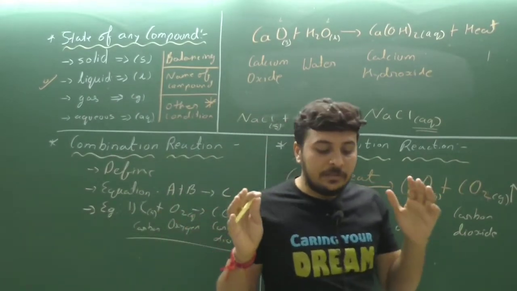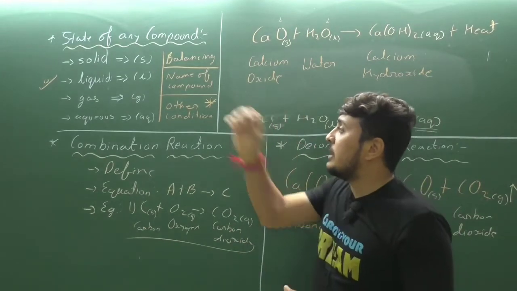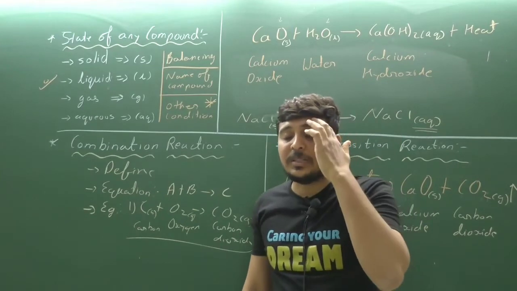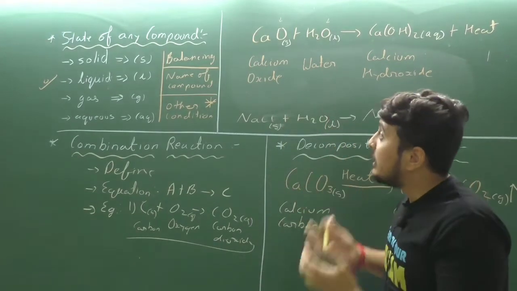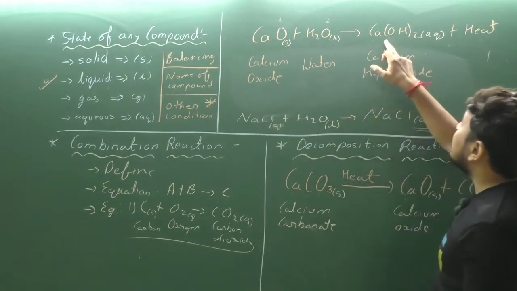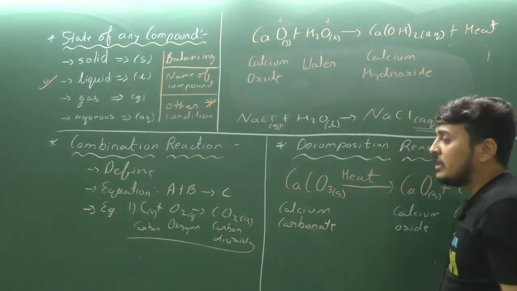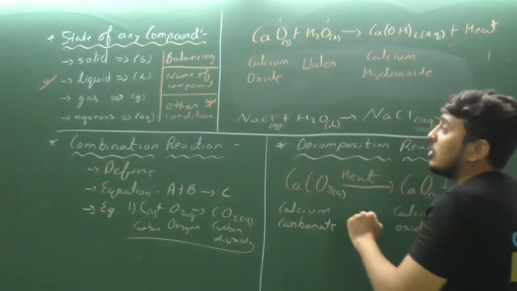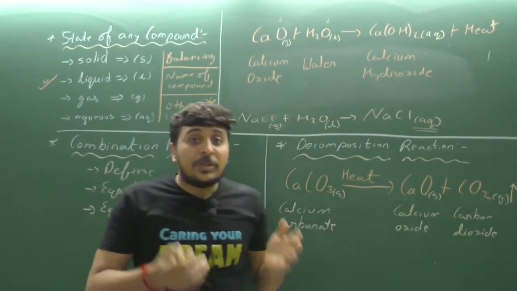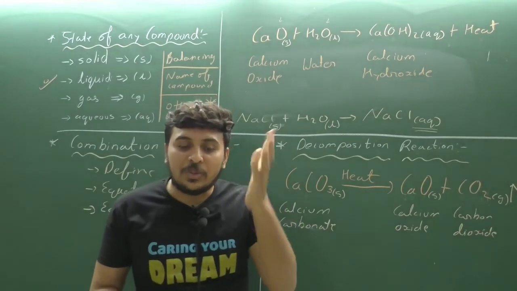So now we know that we need to mention the different conditions. But the most important and difficult question in our mind is, how can we know that calcium oxide is solid in state? How can we know that calcium hydroxide is aqueous? How can we know that calcium carbonate is solid, that NaCl is solid, that HCl is liquid? Which compound is in which state? How can we remember?